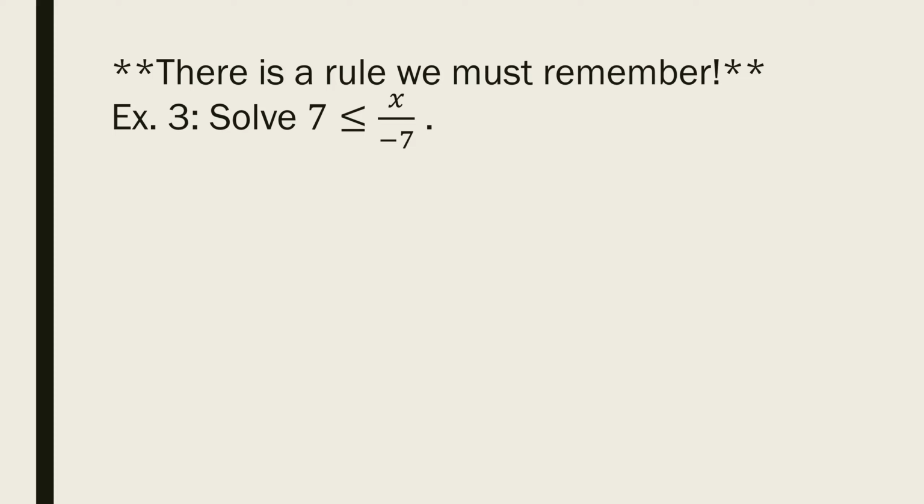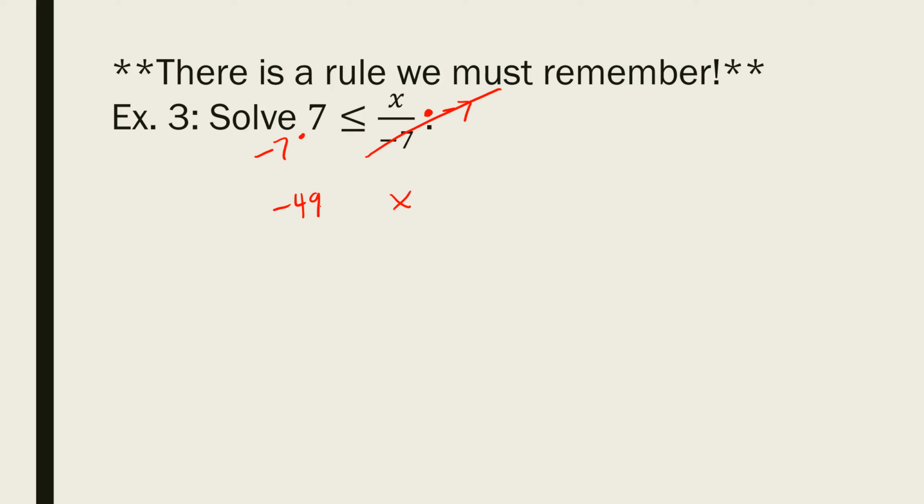All right, let's do one more example. There's one tricky little rule you have to remember for this section. Let me show you what it is. We're solving this equation, and in order to isolate the x, I need to cancel this -7. Since x is divided by -7, the inverse operation would be to multiply by -7. So if I multiply both sides by -7, multiplication and division cancel. I have x. On the other side, I have -49.